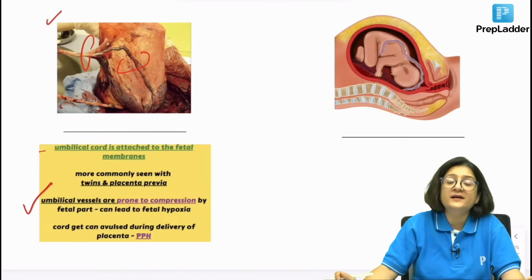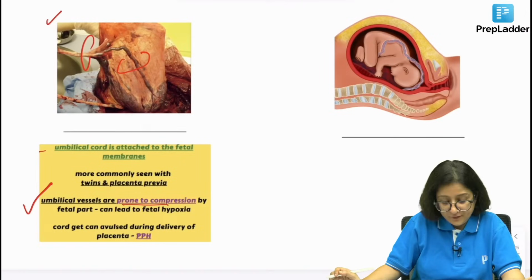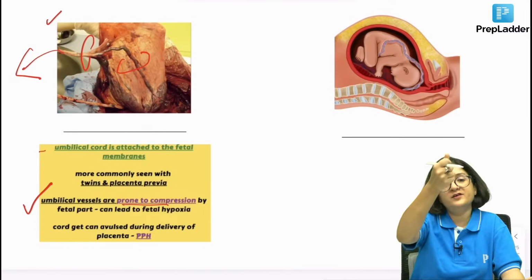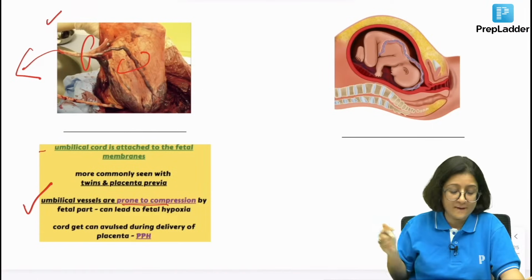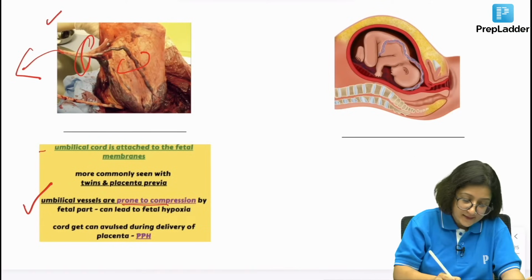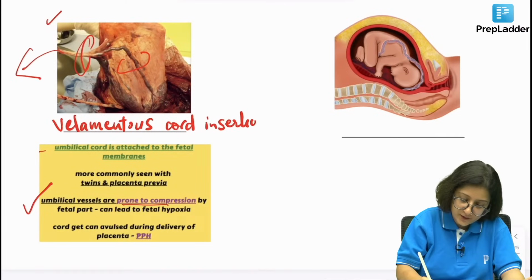That's why these umbilical vessels are prone to compression by the fetal part. They can lead to fetal hypoxia. Another thing that can happen is that when we're trying to deliver such a placenta, the umbilical cord can simply get avulsed and then can lead to PPH. This is velamentous cord insertion. Velamentous cord insertion. Very good.